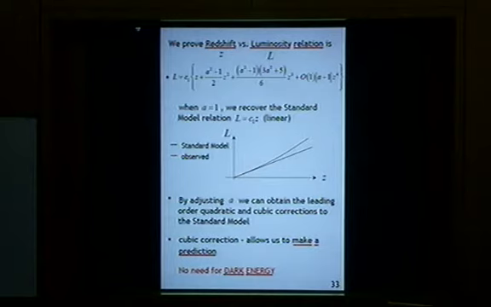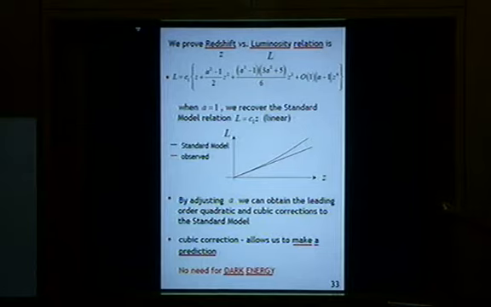Now, we prove that the redshift versus the luminosity relation is as there. L is equal to a constant times z plus (a squared minus 1) z squared plus (a squared minus 1)(3a squared minus 5)/6 z cubed. And then the error term is something bounded times (a minus 1) times z to the fourth. When a is 1, you see all the terms cancel except the first one, and you get the linear relation, what's true for the standard model.